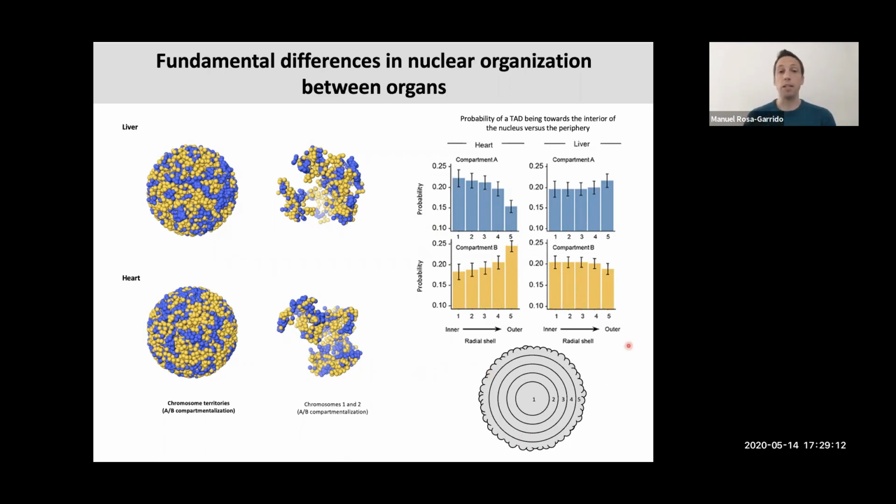But in the liver, we saw the opposite trend. In the liver, what we found is that the probability of finding two A TADs close to each other increases as we go to the periphery, and the probability of finding two inactive TADs close to each other increases as you go to the center of the nucleus. Right now we continue working on this, but basically what this experiment shows is that different organs have different nuclear organization.